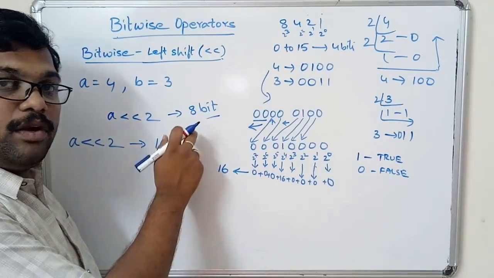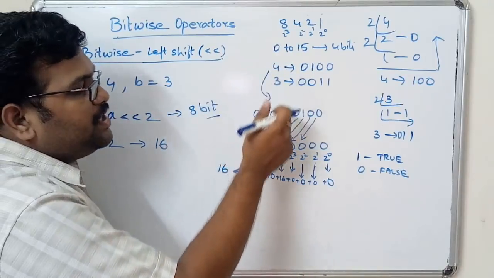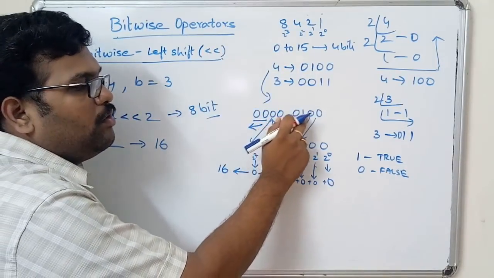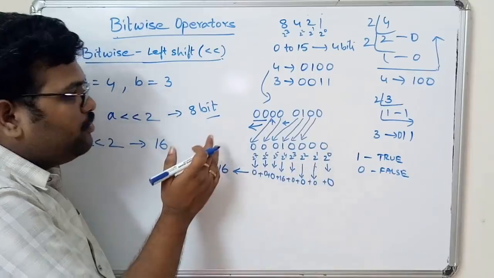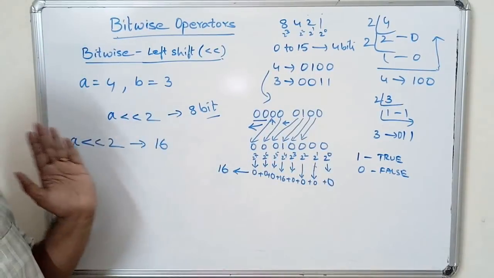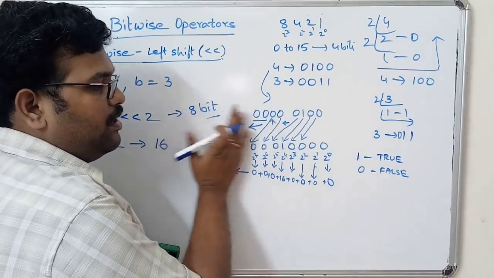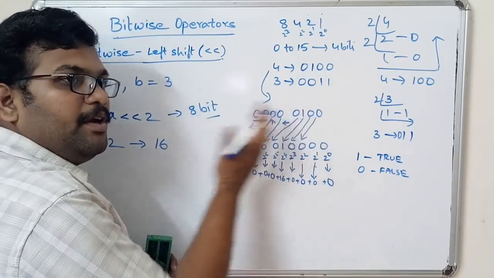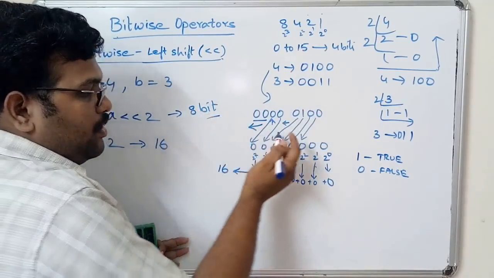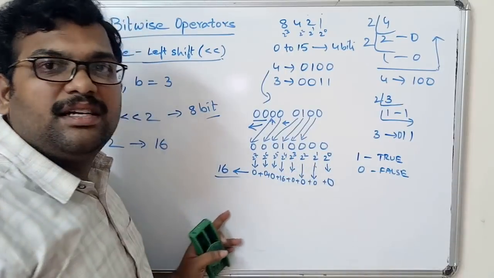So first we have to represent it in 8 bits. 4 is represented as 8 bits: 4 zeros and 0 1 0 0. Now we have to left shift by 2 bits, so 2 bits will be shifted and every bit moves towards the left side. So we will get the result as 16.